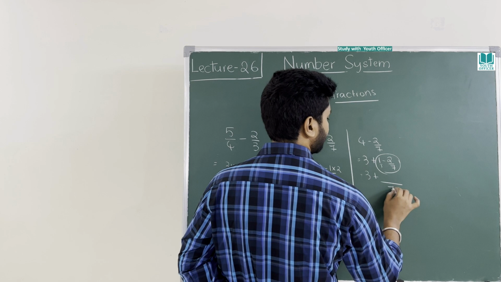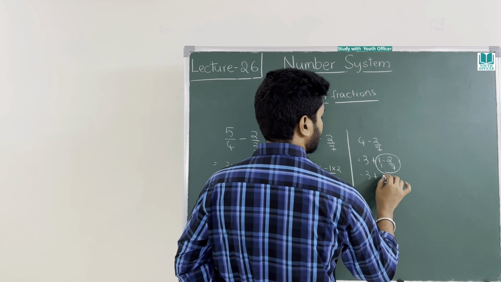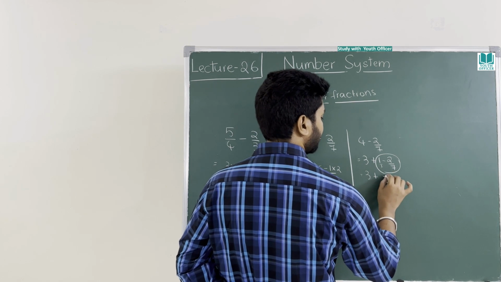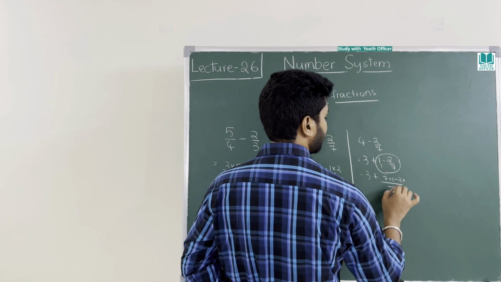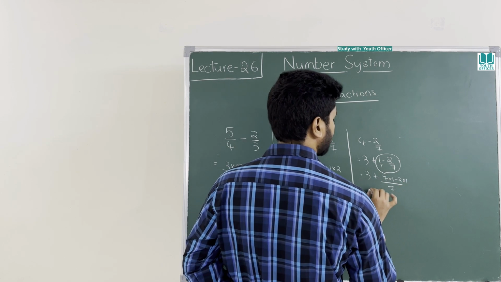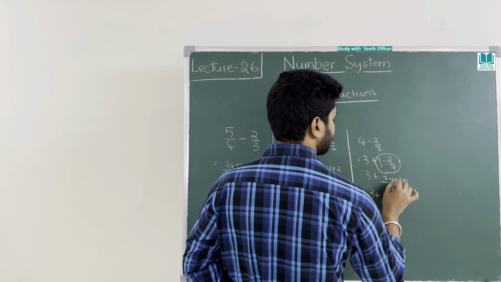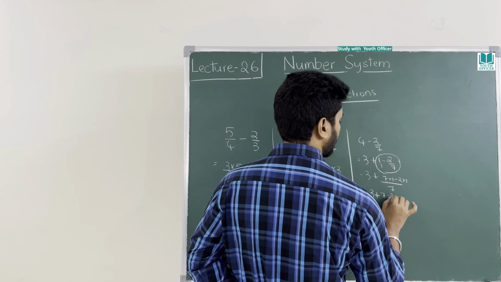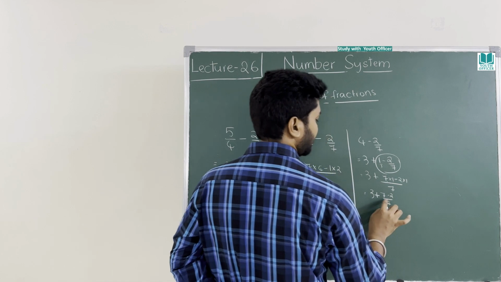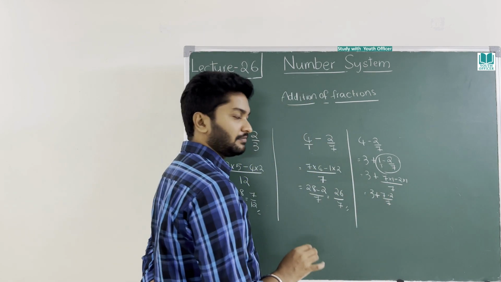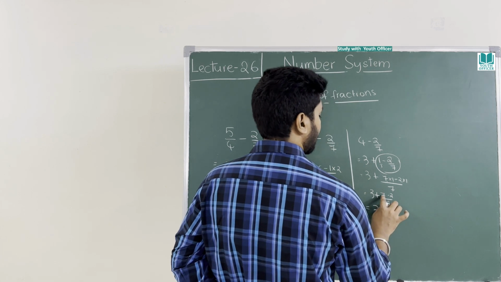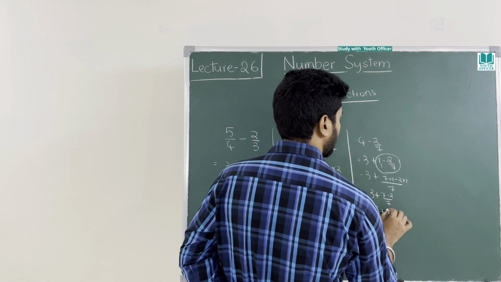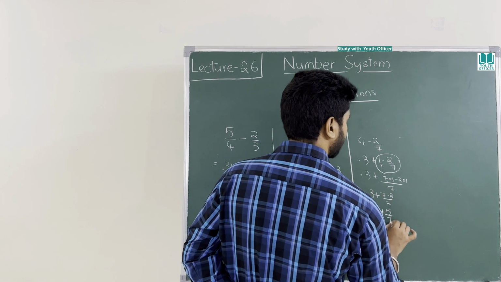LCM is 7. Here 1 time. 1 is 7 times into numerator is 1, into 7 is 1 time 1. This is 3 plus 7 minus 2 by 7. This by is only for them, not for 3. Please mind it. 3 plus 7 minus 2 is 5 by 7.